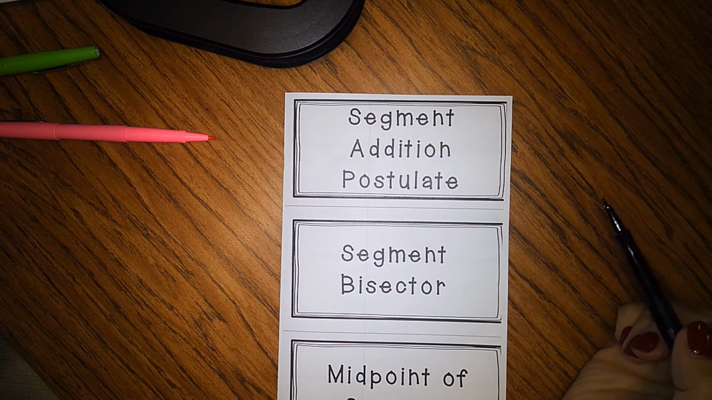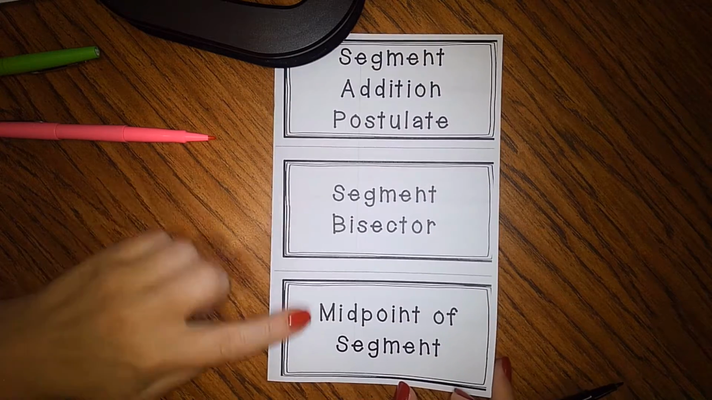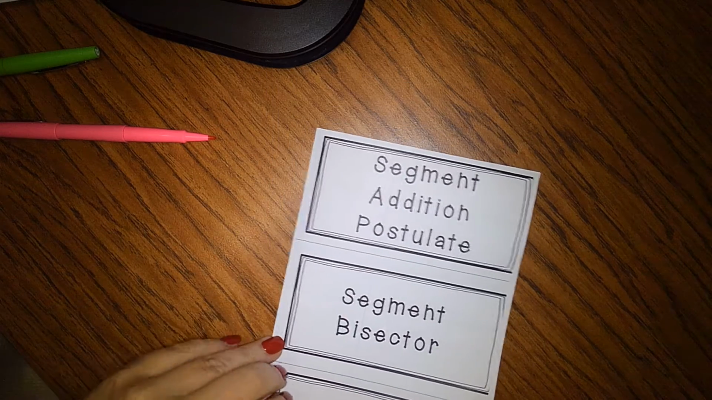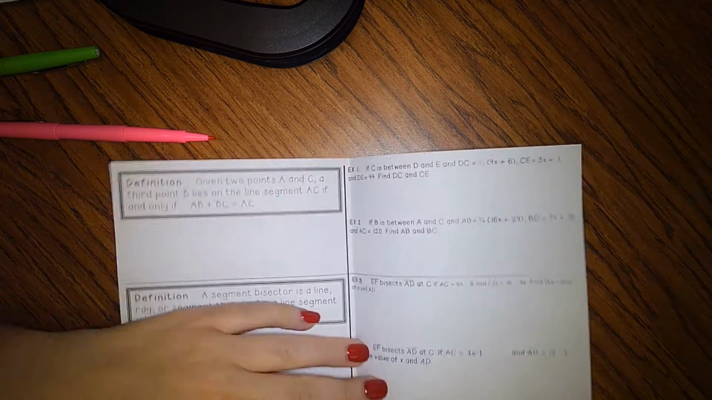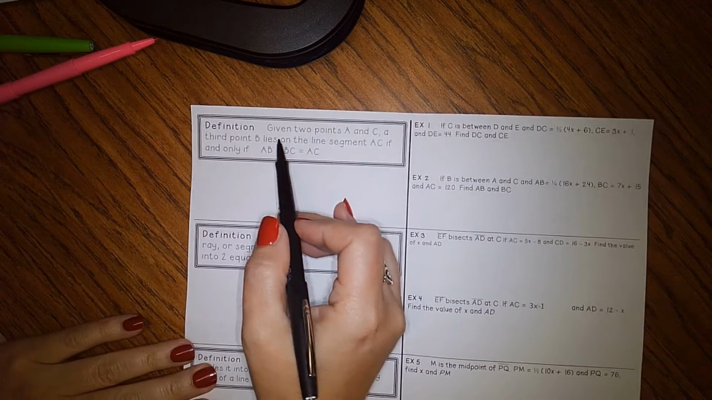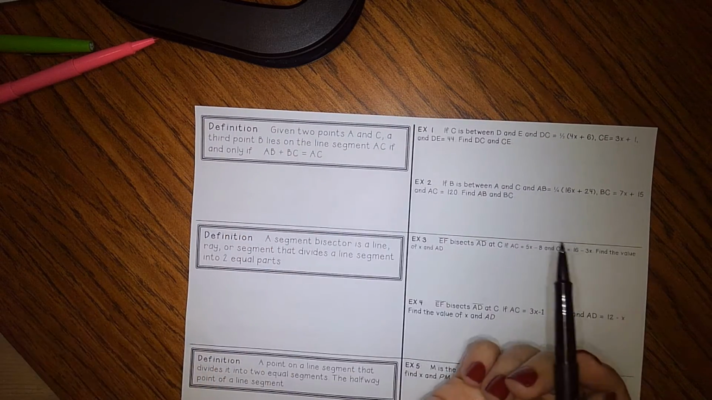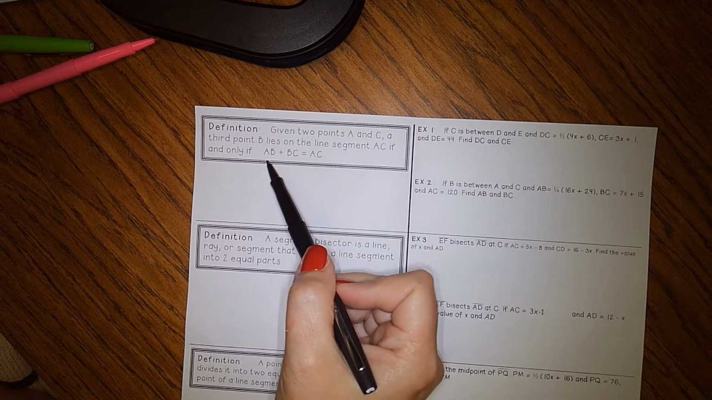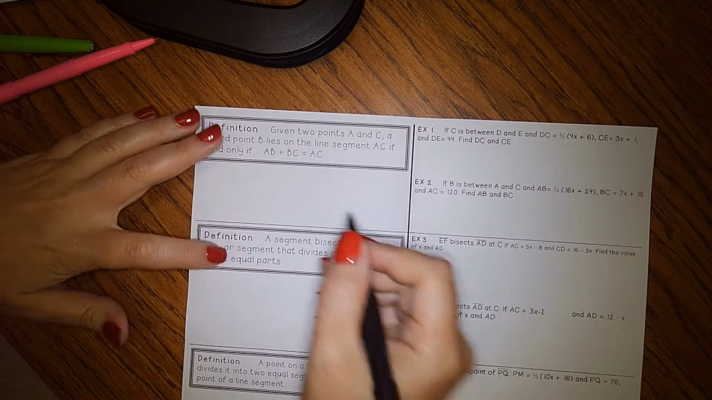Okay, so today we're going to cover segment addition, segment bisectors, and then midpoint of segment. So let's start off at the top with the segment addition postulate. The definition is that given 2 points A and C, a third point B lies on the same segment AC if and only if AB plus BC equals AC. So let's talk about what that means.